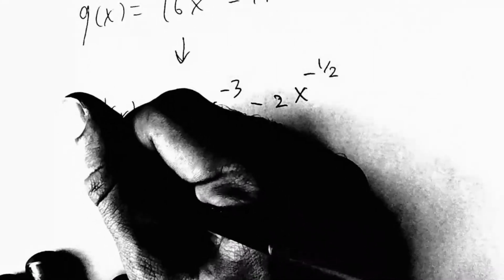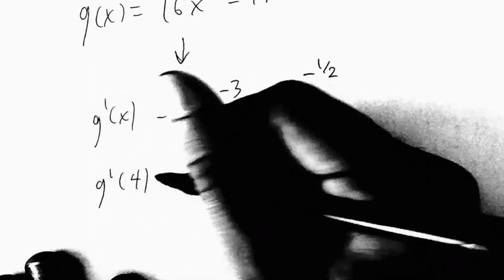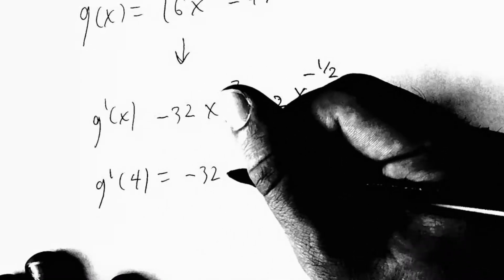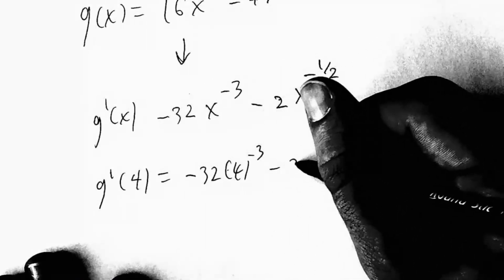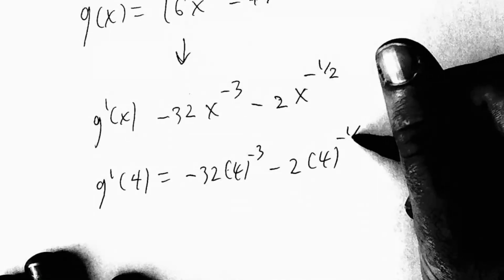Then I need to find the slope specifically at 4. So we're going to plug that in. So we're going to get negative 32 times 4 to the negative third minus 2 times 4 to the negative 1/2.